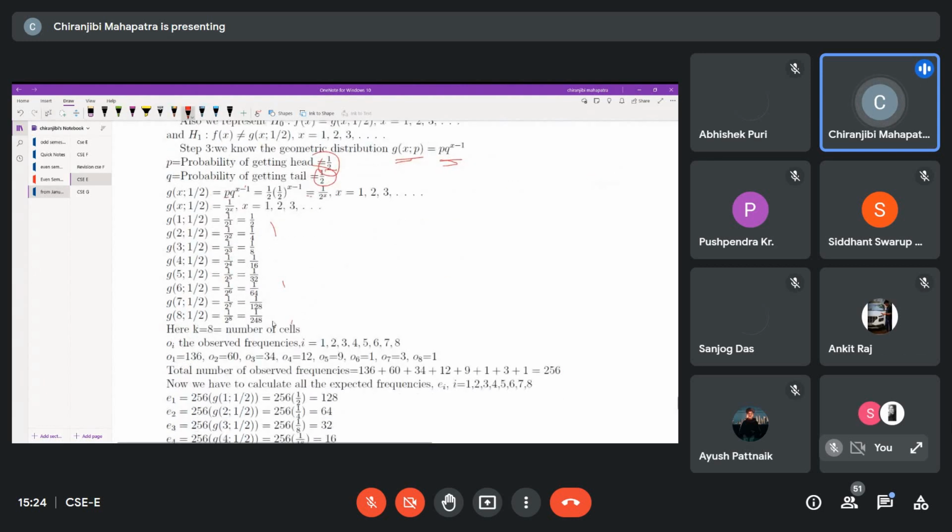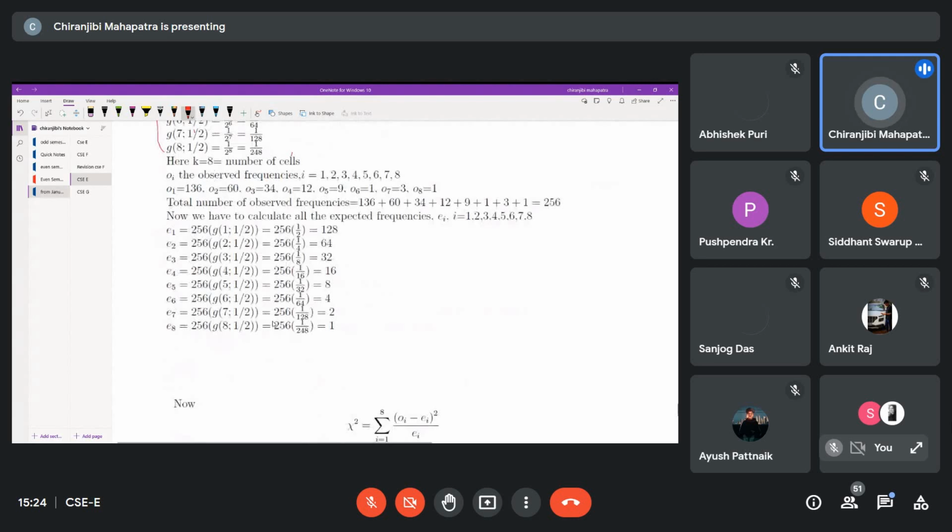ठीक है, so these are the expected frequencies. Okay, so these are the expected frequencies and already you have the original frequencies, ठीक है। So expected frequencies आ गए, मतलब कि probability से calculate करके. ये probabilities calculate किए और 256 times हो रहा है, तो 256 into the given probability, so we got the answer 256 into 1 by 8, 1 by 4, like this.